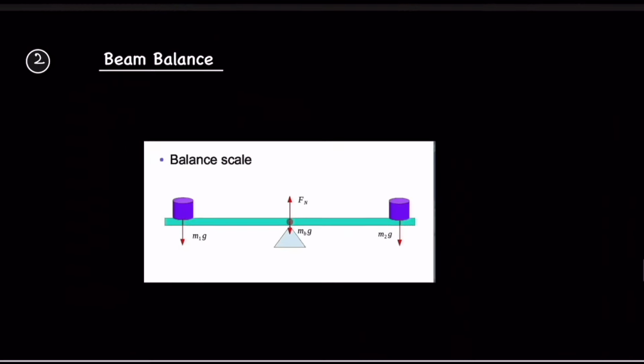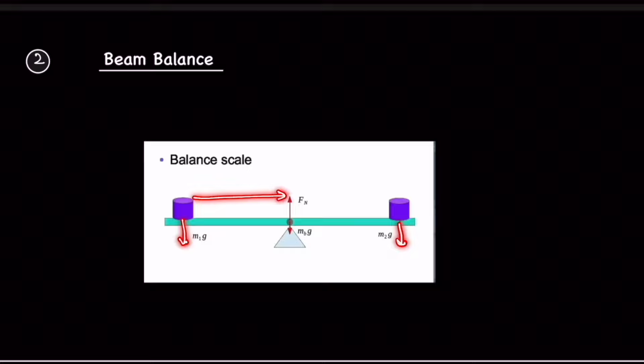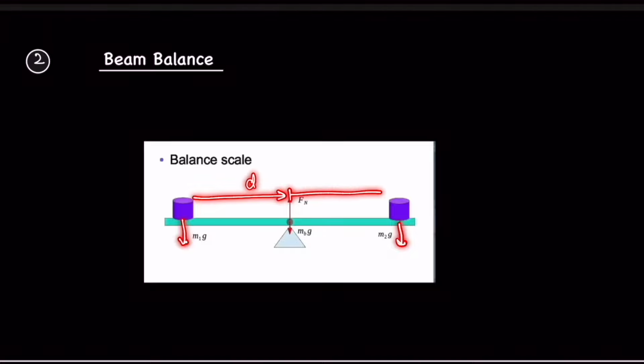The second example is a beam balance. In a beam balance, you see we are taking two bodies at two different corners, but both bodies have the same mass. M1 is equal to M2. So in this case, the gravitational force or the weight of the bodies will be equal. And the distance is also the same. Suppose this is d, this is also d.